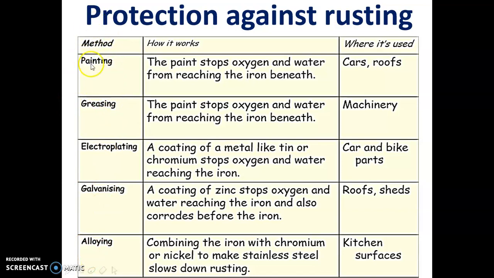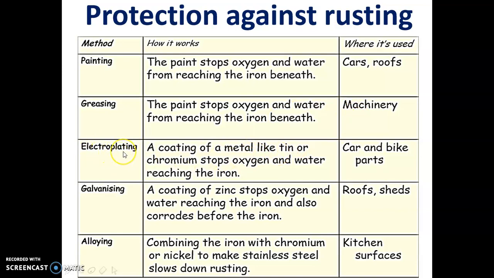For example, painting. The painting will actually stop the oxygen and water from reaching the iron beneath. So we can use this as a protection against rusting. For example, we use it on cars or roofs. We also can use greasing. Greasing will also stop the oxygen and water from reaching the iron. So we can use it on machinery.